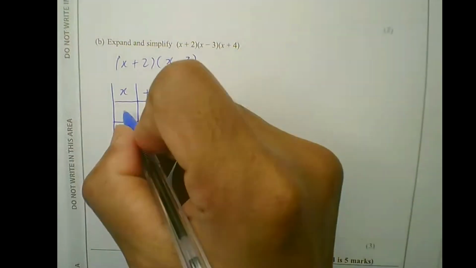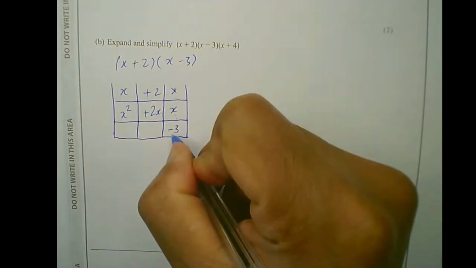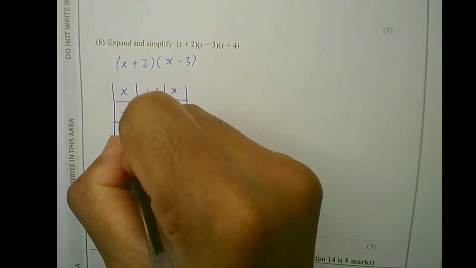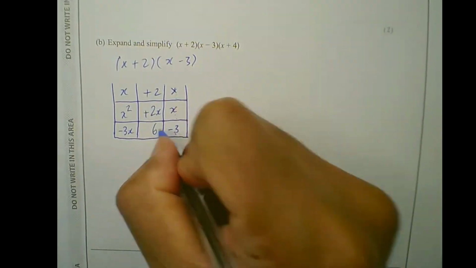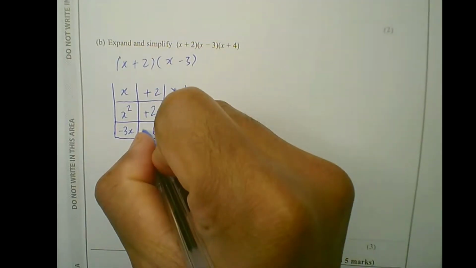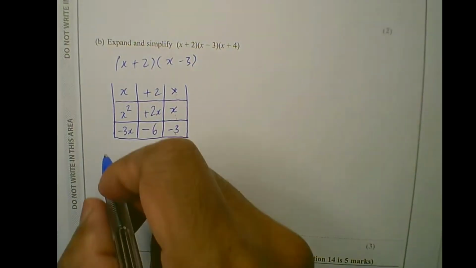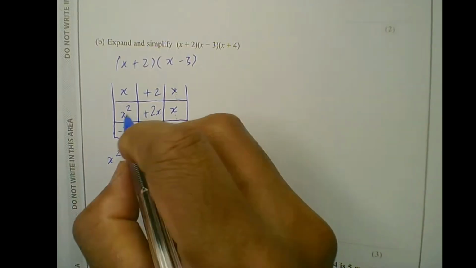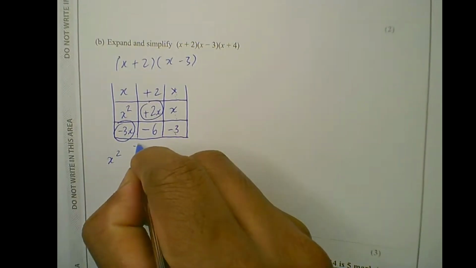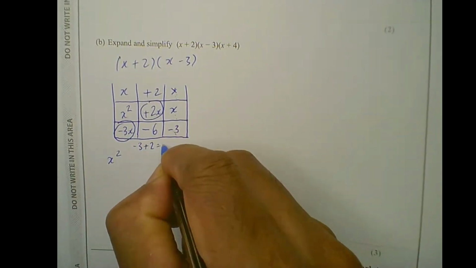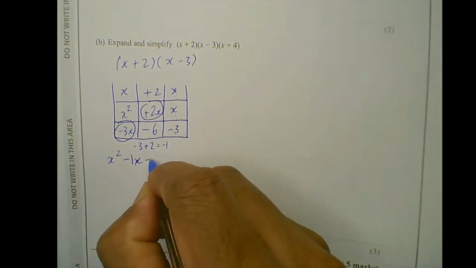x times x gives us x squared. x times 2 is plus 2x. Minus 3 times x is minus 3x. Minus 3 times 2, so 3 times 2 is 6. A negative and a positive gives me a negative. So just remembering that, now I can simplify here. I've got my x squared, and I've got my x terms. This is minus 3 plus 2. That gives me minus 1, so it's minus 1x. And then I've got my minus 6 here.